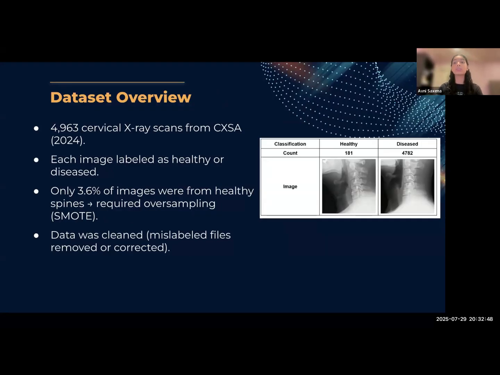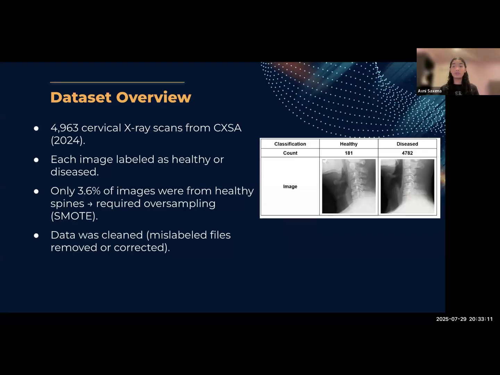We used a public data set called the Cervical Spine X-ray Atlas, or the CXSA. This contains about 4,963 cervical X-ray scans, and these were all either labeled as healthy or as diseased. But here was the big issue. Only 181 of these images actually showed healthy spines, which is less than 4% of the entire data set.